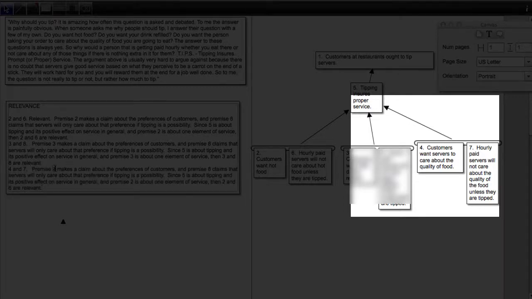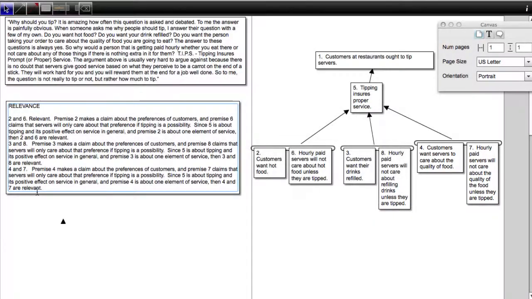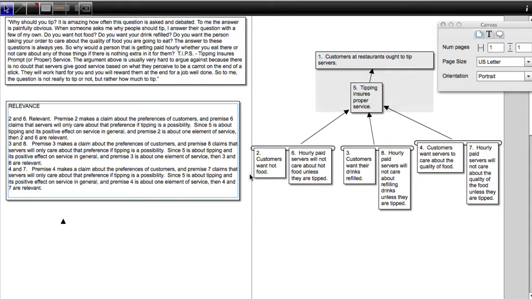Premise 4, I'm just double checking this as I read it to make sure it still works, but I think it does. 4 makes a claim about the preferences of customers. 7 claims that servers will only care about that. Since 5 and premise 4 is about one element of service, then 4 and 7 are relevant. Okay, so we've already done all of those premises. Now let's look at 5.